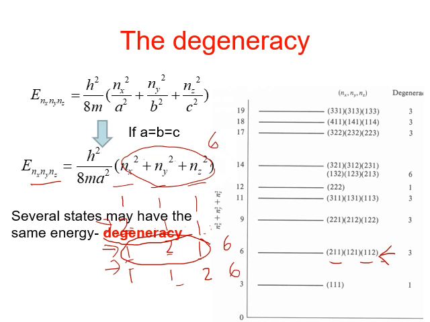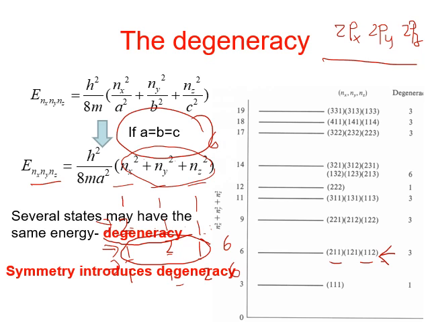For example, for the hydrogen atom, we learned that you have 2px, 2py, 2pz. 2px is along the x direction, 2py along the y direction, 2pz along the z direction. So they are different wave functions, but they have the same energy. They are degenerate. This degeneracy, you can see, occurs only when A, B, C are the same. So symmetry introduces degeneracy.